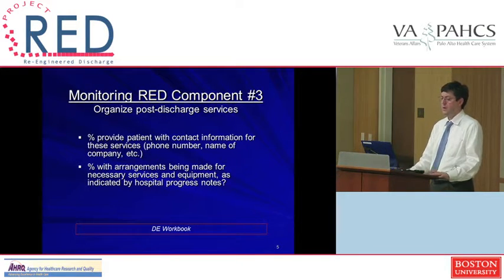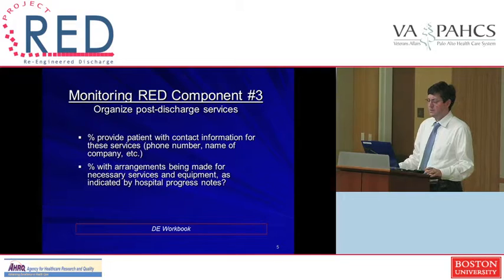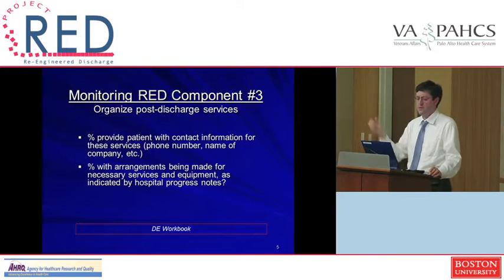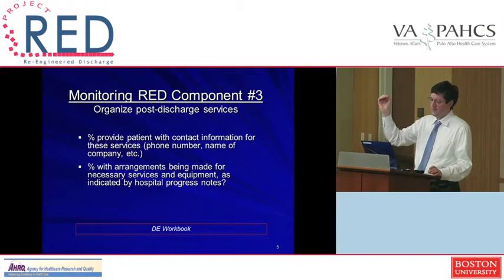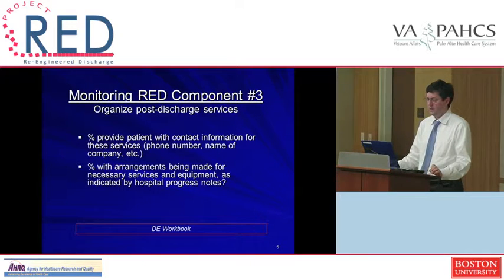For number three, organize post-discharge services. Reasonable metrics might be the percent of patients who are provided with contact information for those services. So on the after-hospital care plan, if an oxygen company is coming, what percent of the time is that listed in the after-hospital care plan? And if it is, then how often is the information necessary to be sure that it happens appropriately contained in the after-hospital care plan?